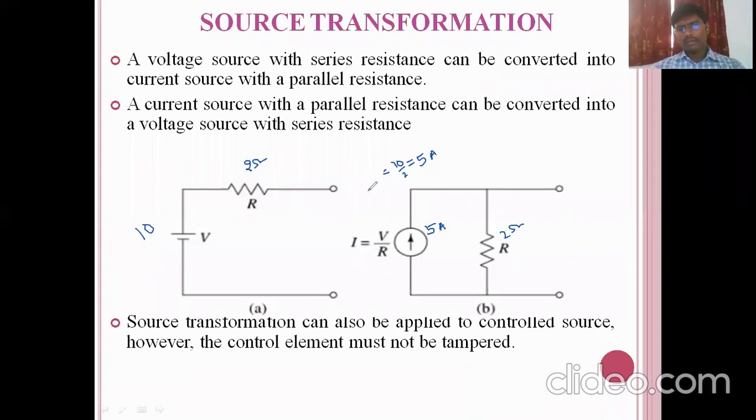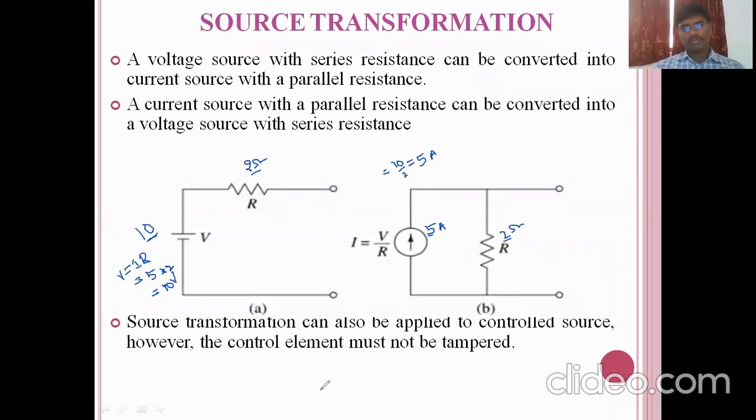In a similar way, if you want to convert the same current source into a voltage source, V is equal to I into R. Here I is equal to 5 and R is equal to 2. Therefore, 5 into 2, which is equal to 10 volts. So this 10 volts appears here, and the resistance remains the same.